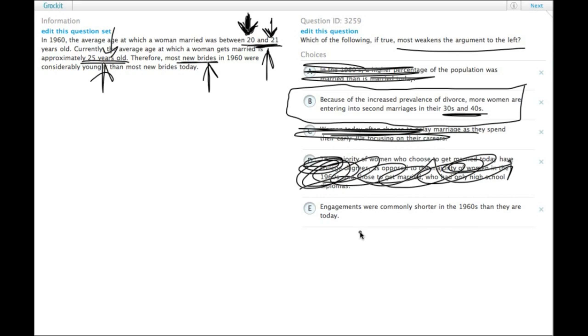Again, that would partially explain why they got married younger, and we are trying to say that they didn't get married for the first time any younger in the 60s. So this would actually strengthen the argument rather than weaken it. That leaves us back with B. Second marriages are raising the average, and new brides are the same age.